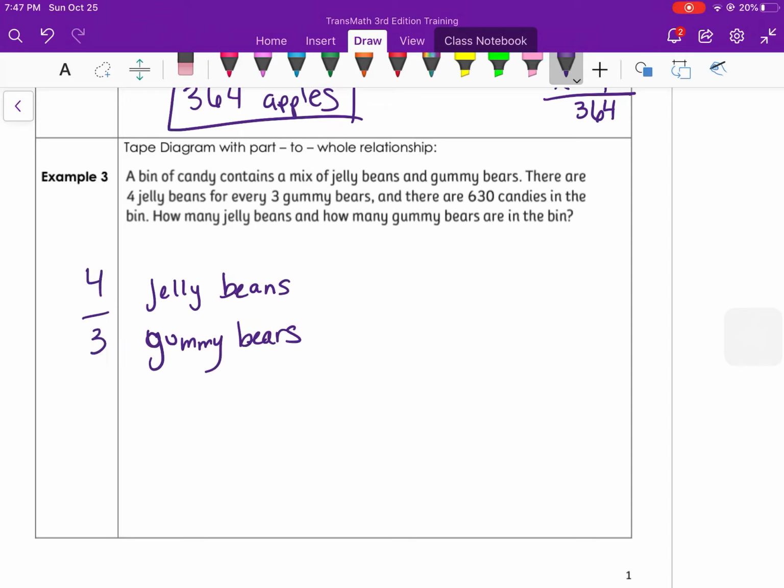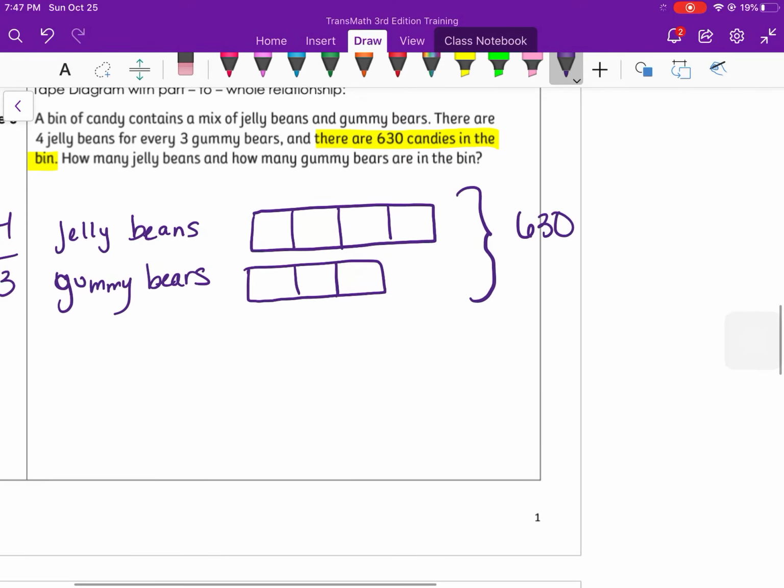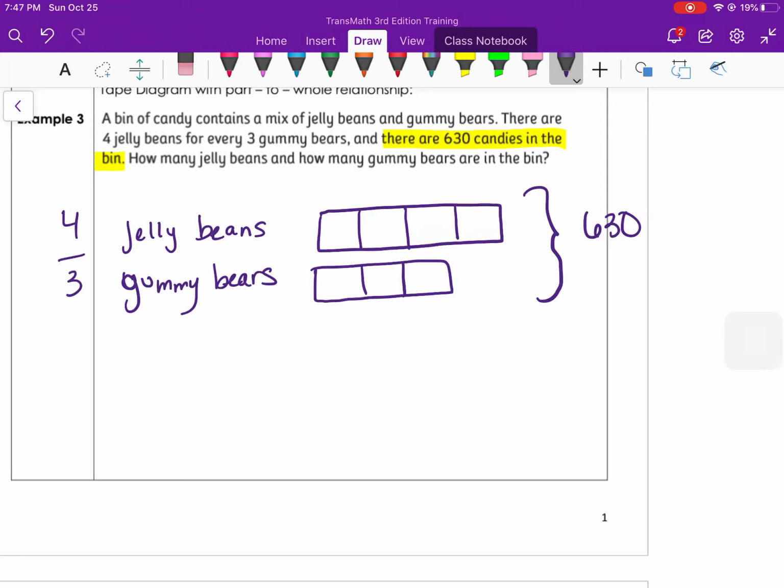So there are 4 to 3. So 4 boxes for jelly beans. Mia, I'm recording, honey. And 3 gummy bears. And then it says that there are 630 candies in the bin. So that means that in all, jelly beans and gummy bears, the whole thing is 630. So to figure out how many go in each box, you actually have to divide by the total. So since there are 4 and 3, there are a total of 7 boxes. So to figure out which goes in each box, you have to take 630 divided by 7.